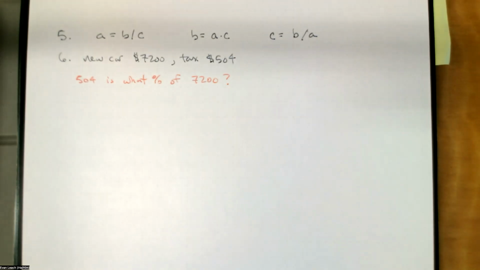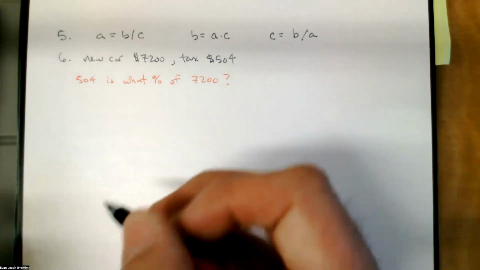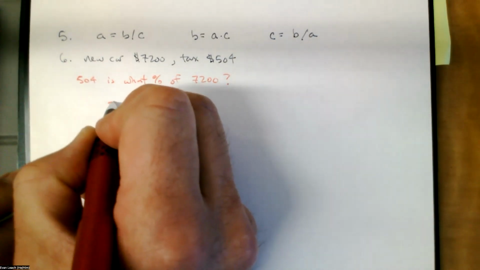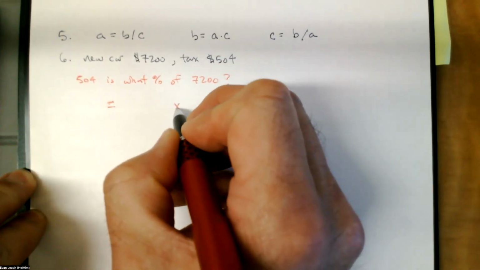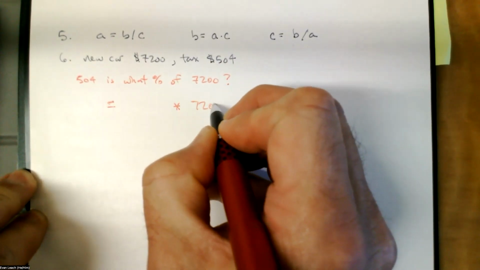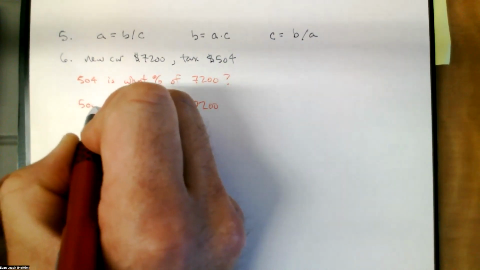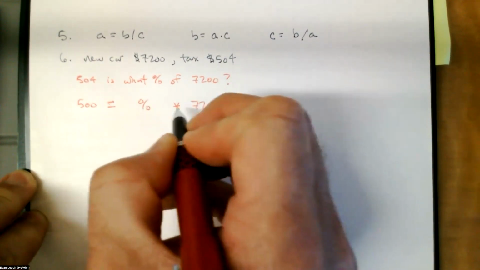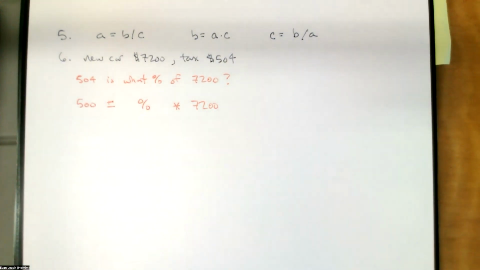So the question is, 504 is what percent of 7,200, and this sets up a multiplication. The way we want to read this is that the word is means equals, and the word of means multiply. We're going to read is as equals. Of is going to be multiply. So 504 is some percent of 7,200. So if 504 is that percent times 7,200, how do we figure out what the percent is?